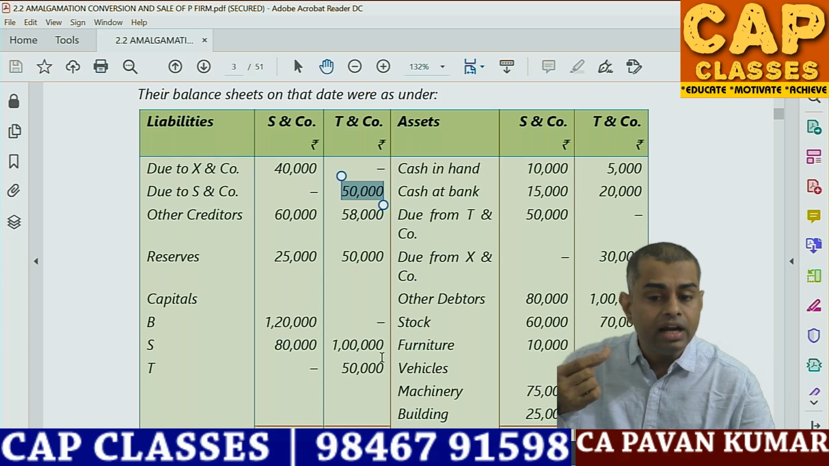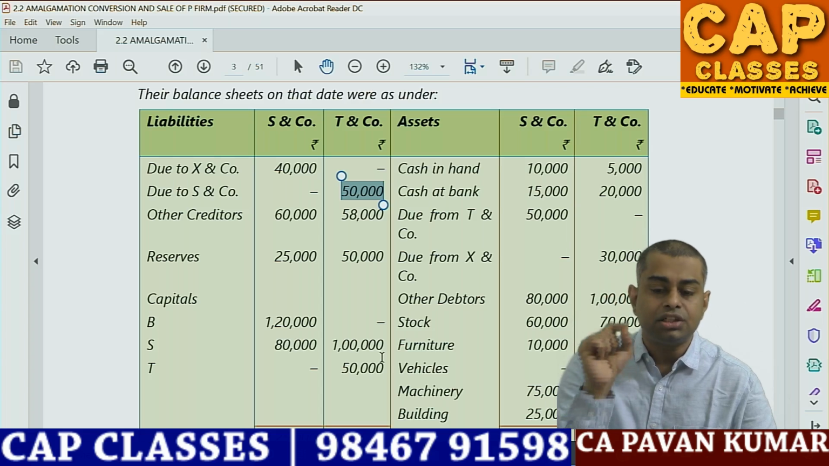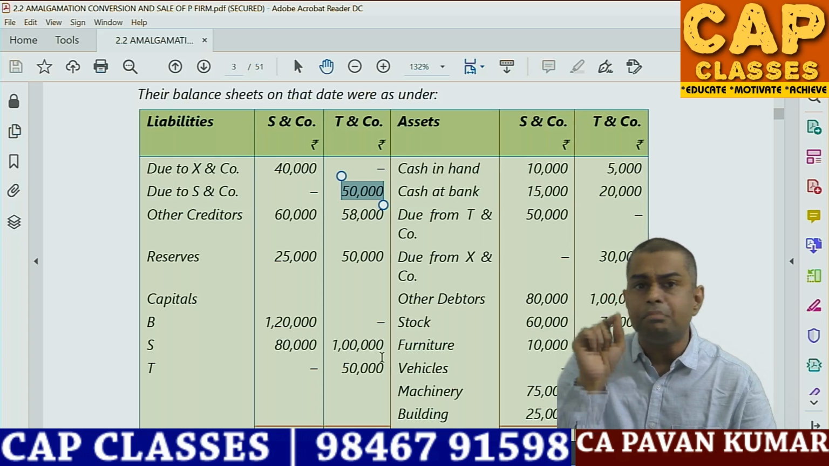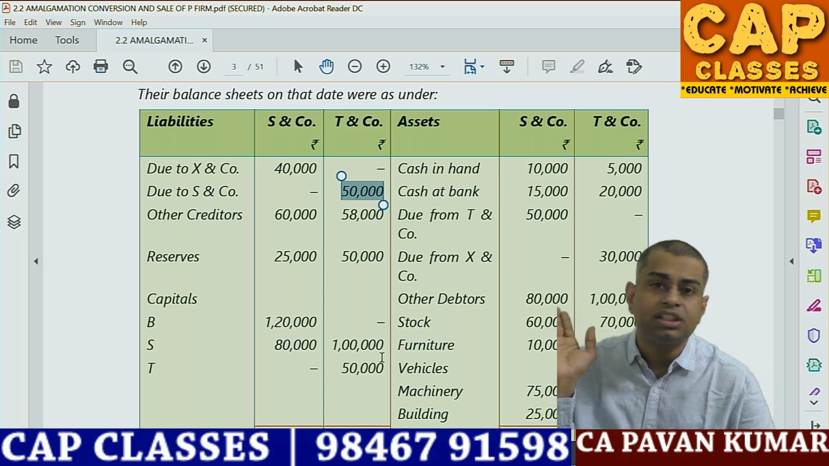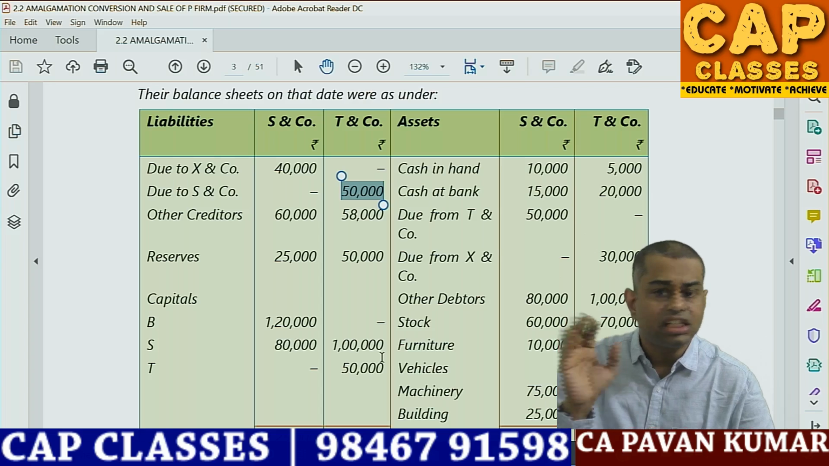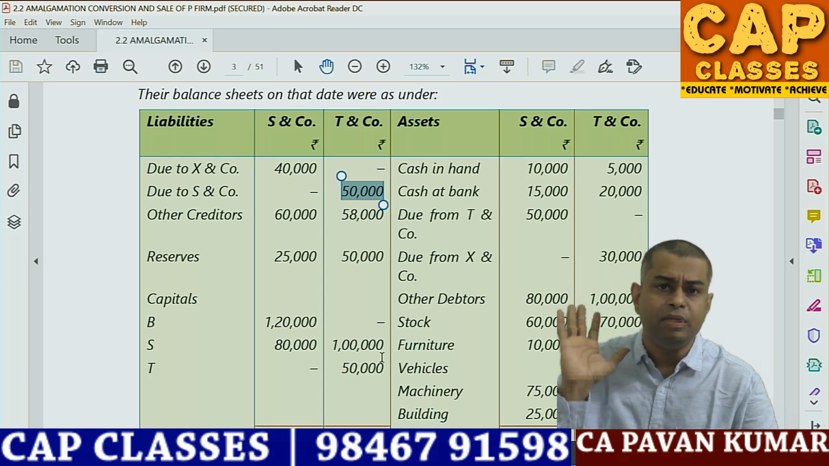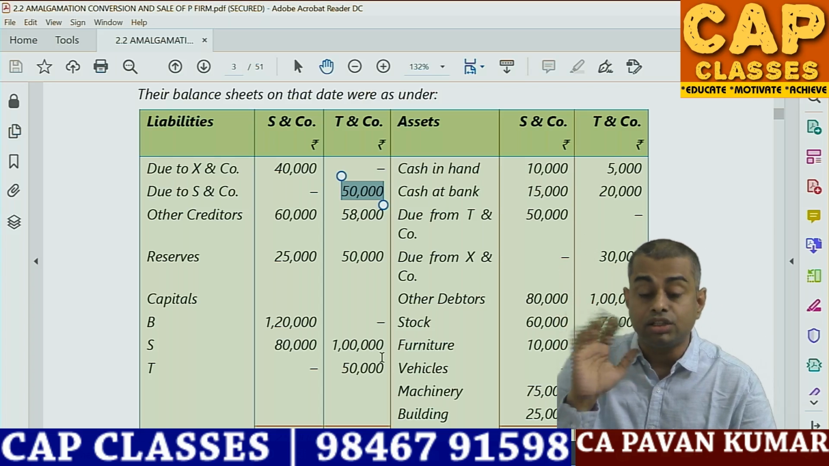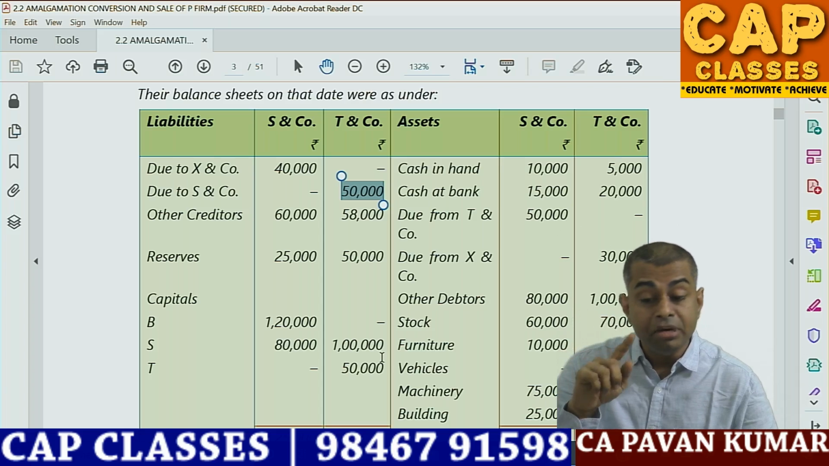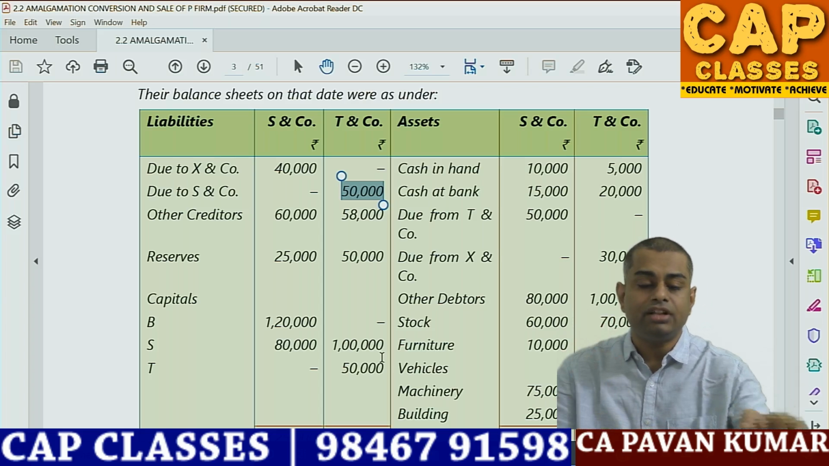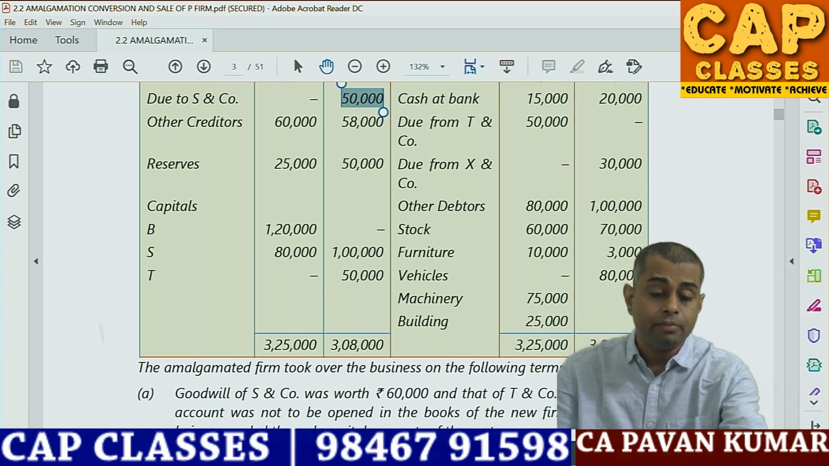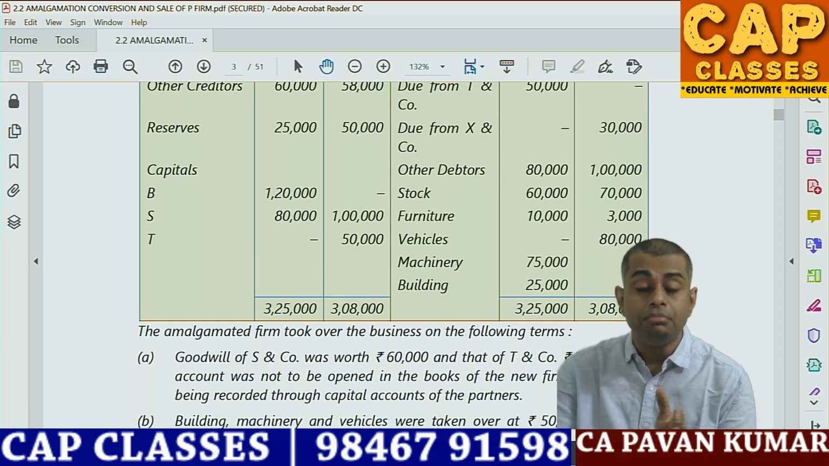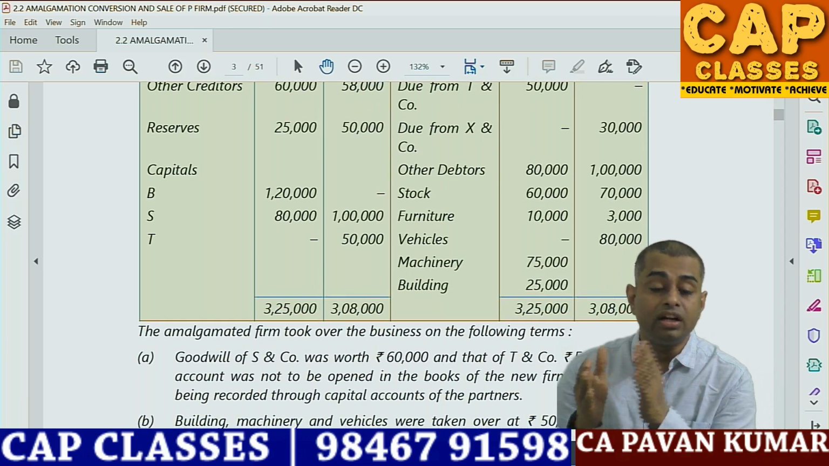Cash in hand, cash at bank. Due from T and Company, marked intercompany transaction. Due from X and Company, marked important, no connection with any of the other transactions. It is just an asset and a liability. That's all. Other debtors 80,000, 1 lakh. Stock 60,000, 70,000. Furniture 10,000, 30,000. Vehicles 80,000. Machinery 75,000. Building 25,000. So total 325, 308. The amalgamated firm took over the business on the following terms.